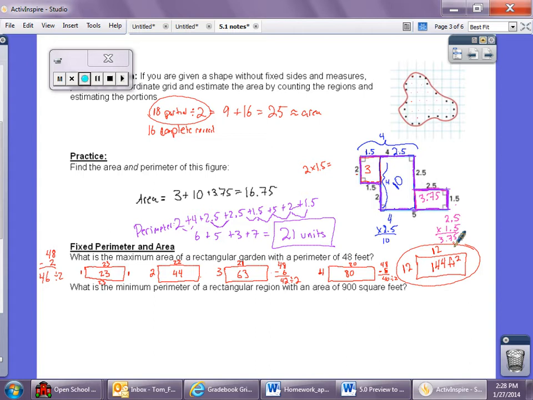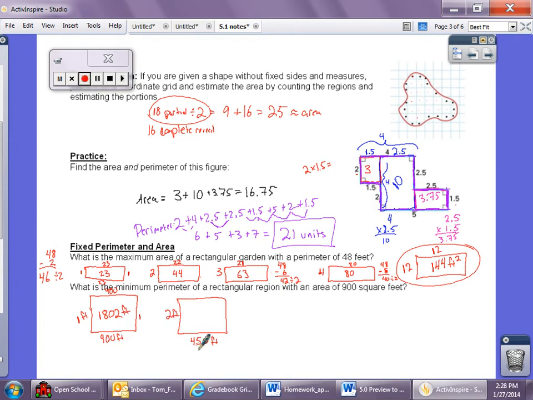And if we look at the opposite way, what's the minimum perimeter of a rectangular region with an area of 900 square feet? If it's 1 times 900, that's 900 square feet. So this is 1, this is 900. If we add this all together, we get 1802. Well, if it's a 2, 2 times what will give us 900? Well, 2 times 450. So this is 2 feet by 450 feet.